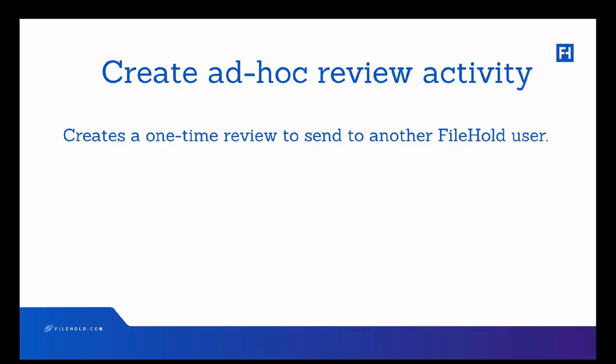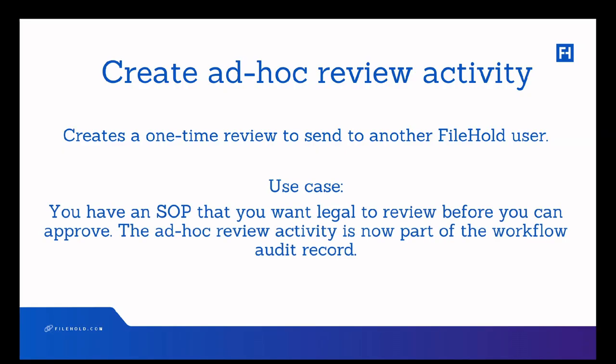So this creates a one-time review to send to another FileHold user. So it's not another approval activity, it's a review activity that you're sending to other users. So you're not delegating your approval, you're asking for someone to review something. And our use case for this, you have an SOP or a standard operating procedure that you want legal to review before you can approve. The ad hoc review activity is now part of the workflow audit record. So unlike just sending an email to somebody and saying, hey, is this everything good in this? You can actually log it as part of your workflow activity. And just as a note, it does need to be another FileHold user. So I can't just send this to a random person. It needs to go to another user for the workflow activities.